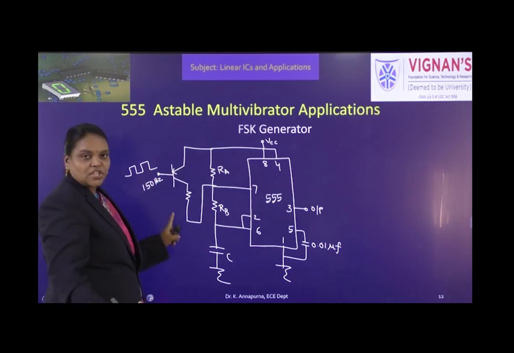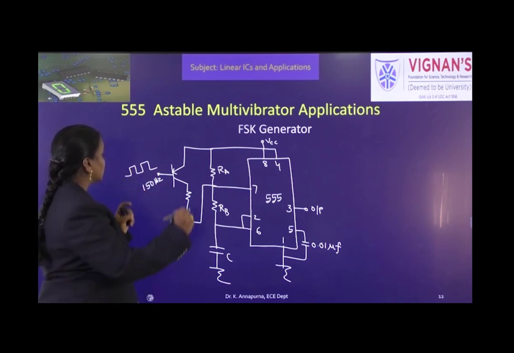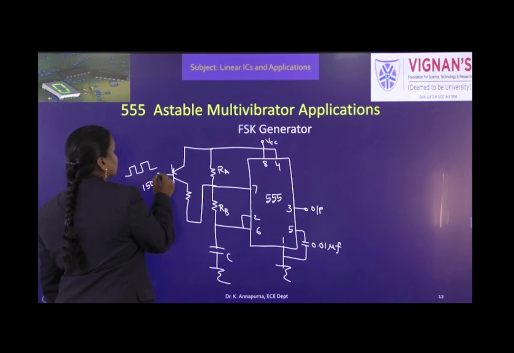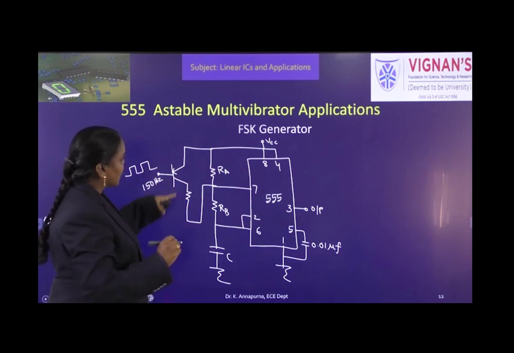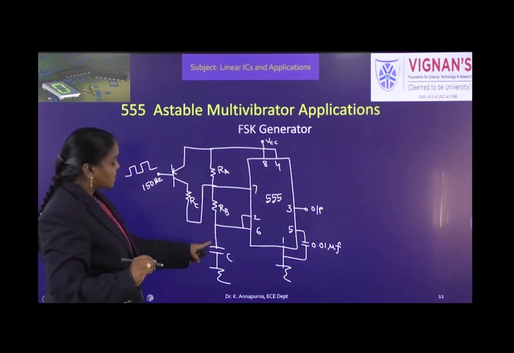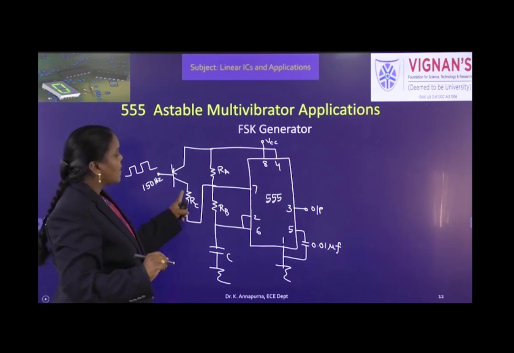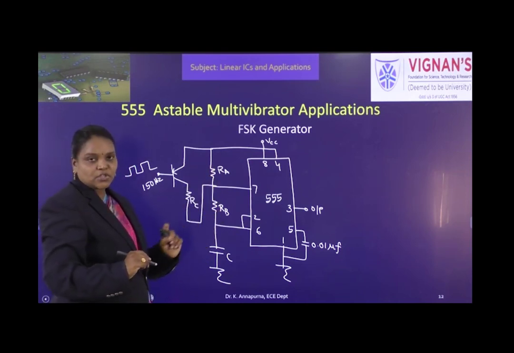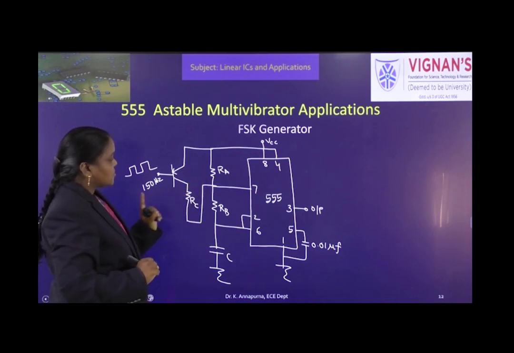Okay, this is the additional setup to generate the FSK. See here, it is a PNP transistor. When it is a logic low signal, what happens? For the PNP, the emitter base junction will be forward biased, and this transistor acts like an on transistor. Then what is the charging path resistance for this capacitor? RA and RC will be in parallel, and this parallel combination will be in series with RB. Okay. So like that it will change.